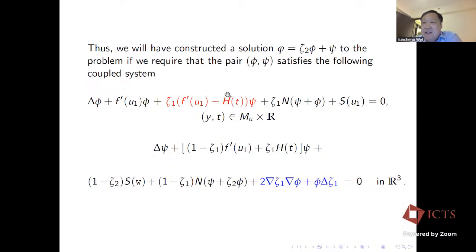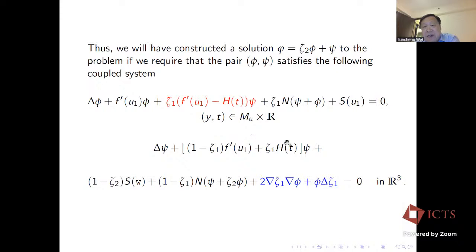Okay. So what we have done is, we have one equation, but now we decompose it into two equations. So this is an inner equation and this is the outer equation. So we need to solve this coupled system. These two problems are coupled because the inner part appears in the outer part and the outer part appears in the inner part. Okay? So this is the inner-outer gluing. So basically, we reduce the problem into one problem on M alpha times R, which is defined in the cylinder, and here this one is defined in the whole R3.